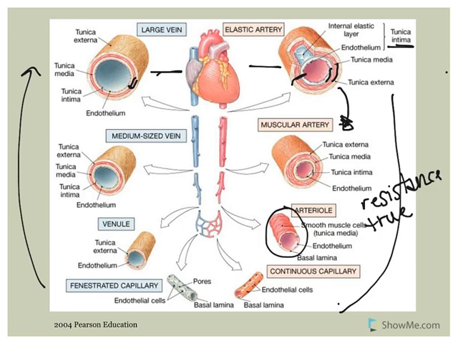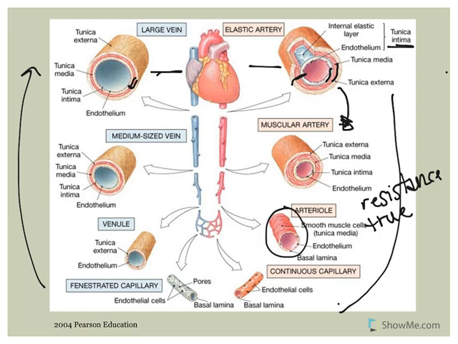Resistance arterioles, they get that name because these play a very important role in regulating blood flow to the capillaries. They're a primary site of vascular resistance. They're going to be important in regulating blood pressure and blood flow. So the smooth muscle of those arterioles is really important, specifically when you affect the contractility of the smooth muscle. That will have a major role in regulating your blood pressure.